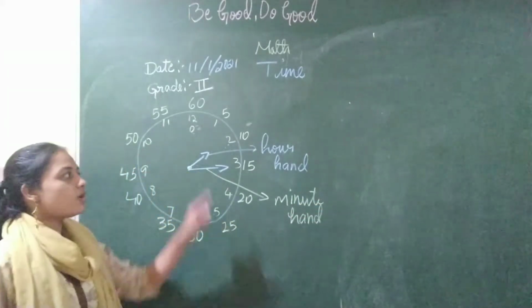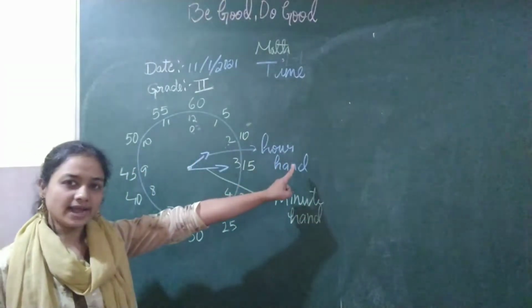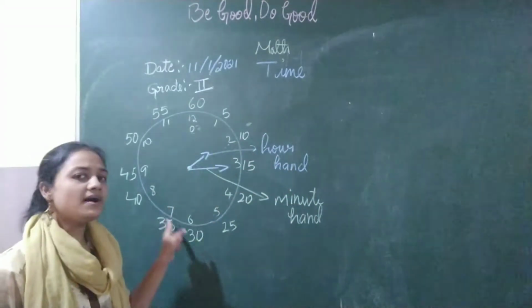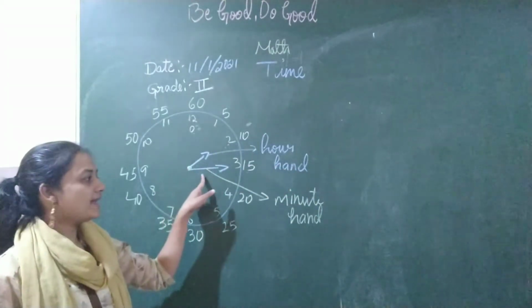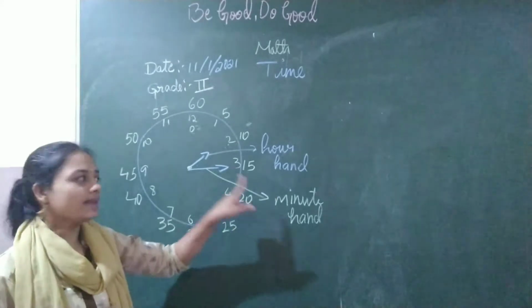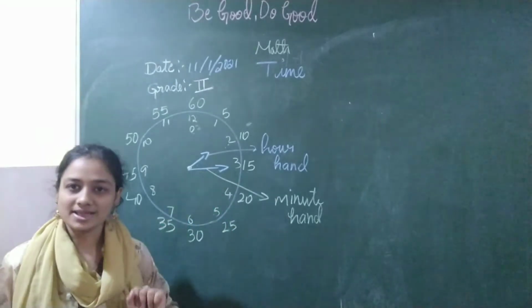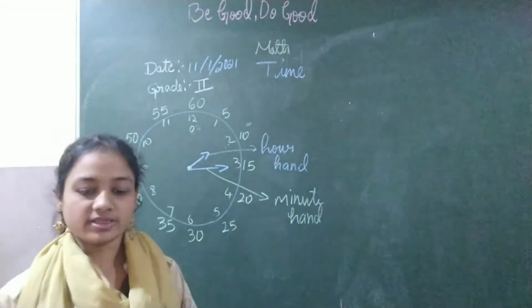So my big hand has a name called minute hand. So the small hand is called hour hand because it shows the hours. The big hand is called minute hand because it shows the minutes. Okay children, now let me see.